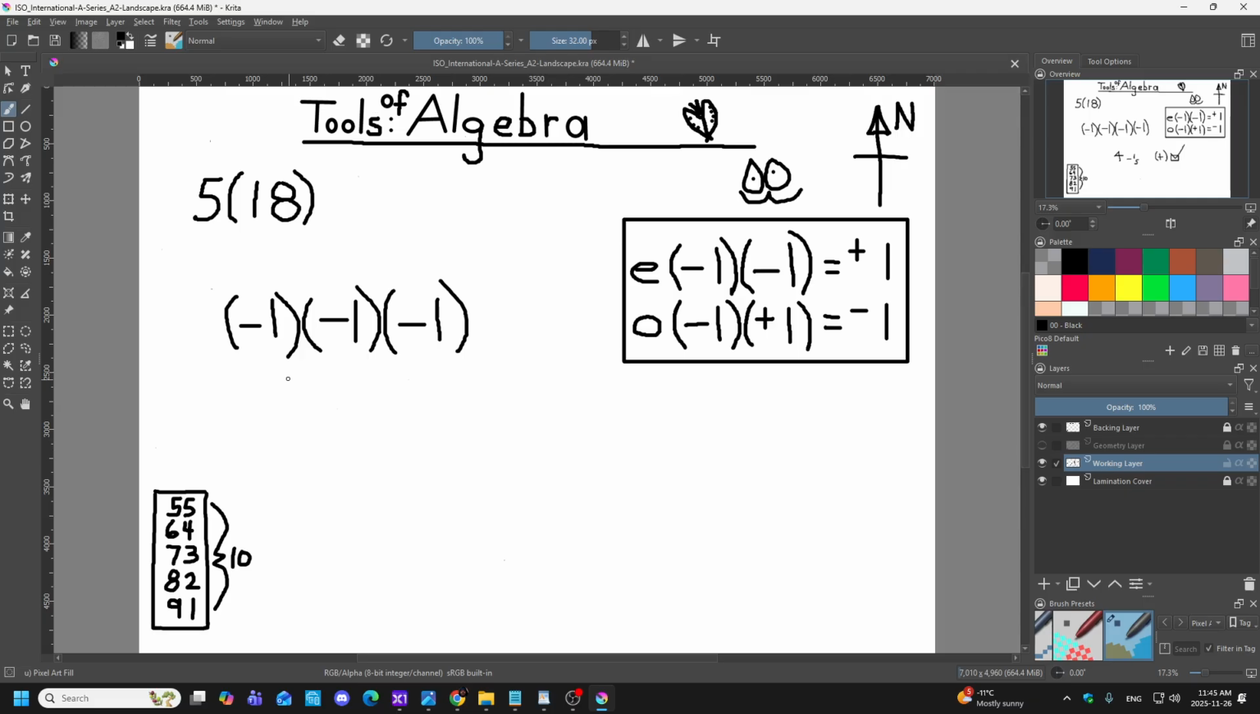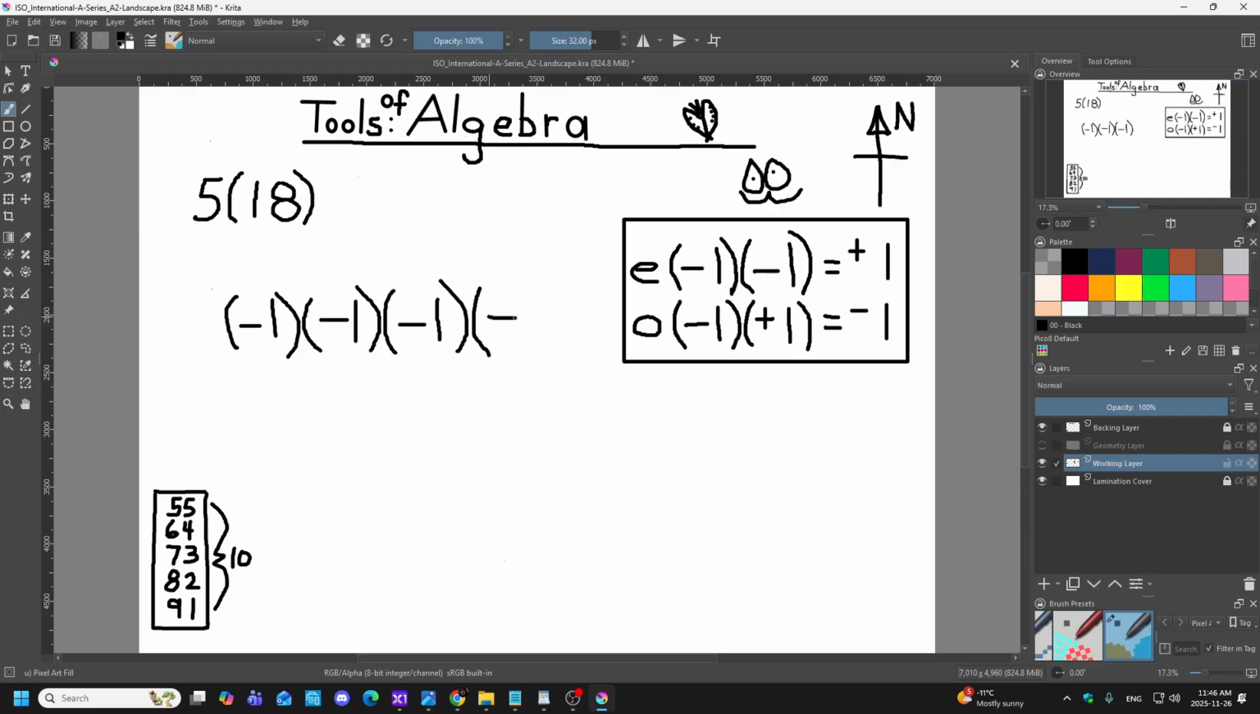In turn, if I had an odd number of negatives, 1, 2, 3, we have an odd number of negatives, which means that our answer is going to be a -1. That makes sense? I could have 24 numbers that I'm multiplying together. If they're all negatives, I'm going to still end up with a positive. You can do the long work if you like. It's up to you.